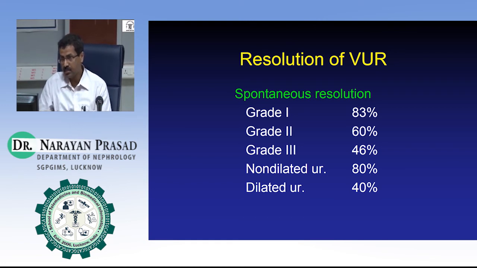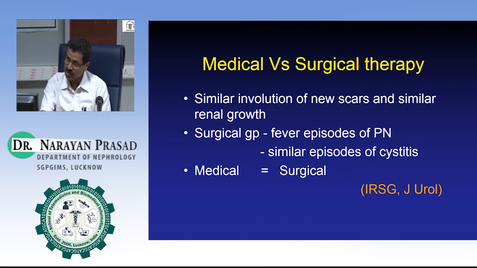Surgical indications: failure of medical management, or the patient develops breakthrough infection, regular follow-up cannot be ensured, and moderate-grade reflux in adolescents or young women approaching childbearing age. Prognosis: usually 4% of reflux nephropathy patients go into ESRD.